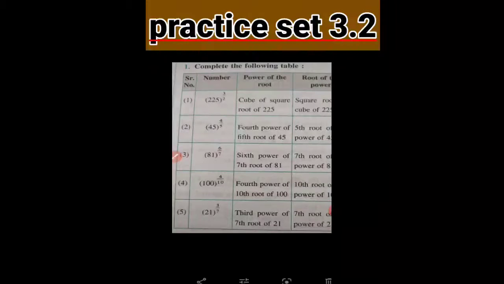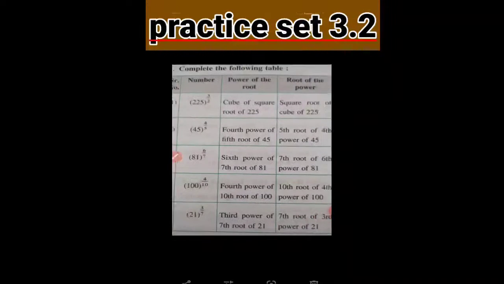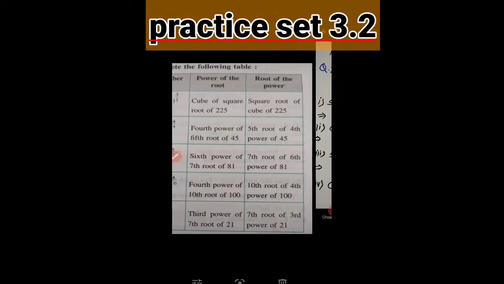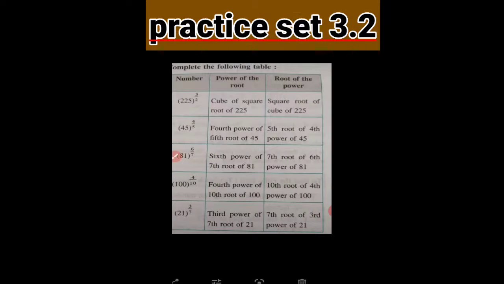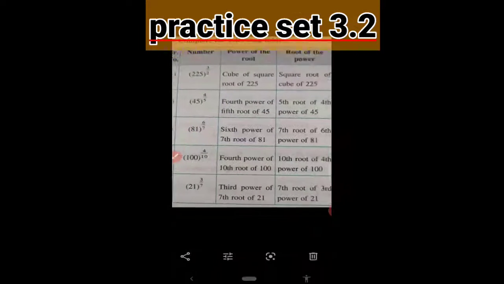Cube of square root of 225. Square root of cube of 225. Now second one, fourth power of fifth root of 45. Fifth root of fourth power of 45, like this.